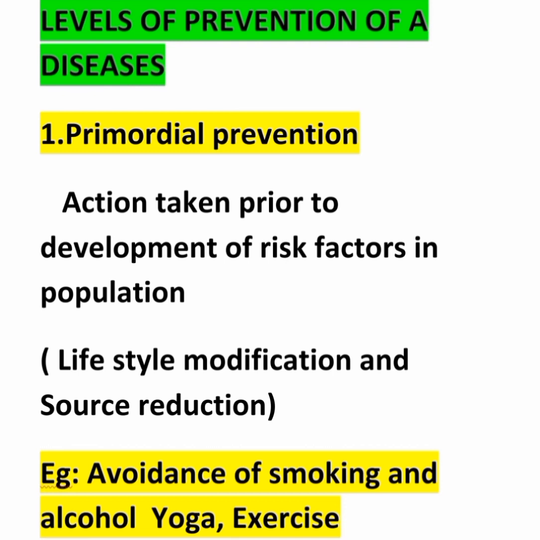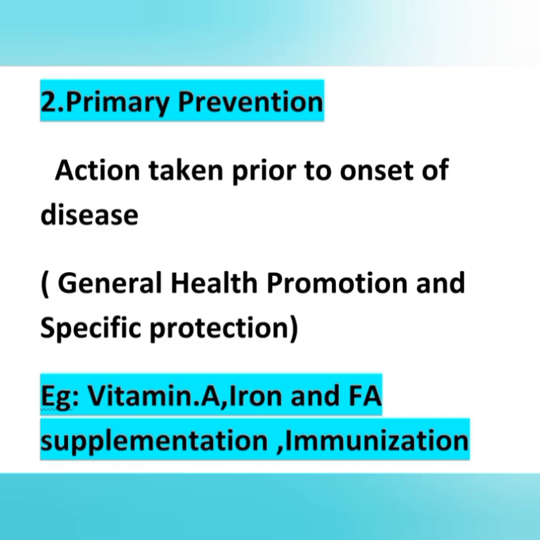And next is primary prevention. Primary prevention means action taken prior to onset of disease. So prior to onset of disease we have to take some action, that is called primary prevention. That includes general health promotion and specific protection. General health promotion methods include health education, lifestyle and behavioral changes, avoidance of environmental factors. These are all general health promotion methods.